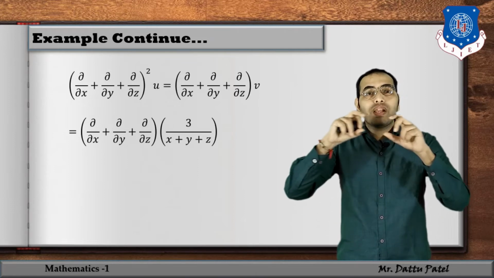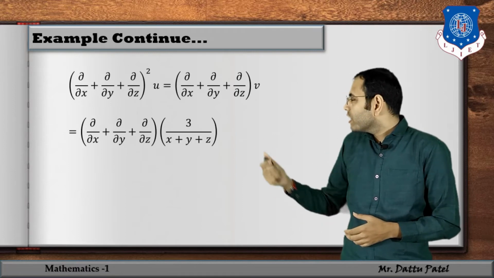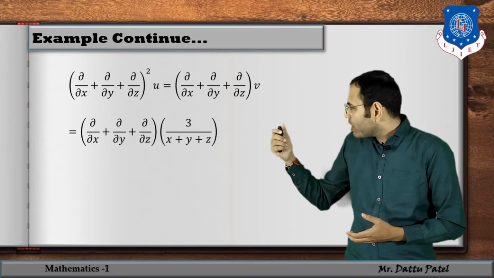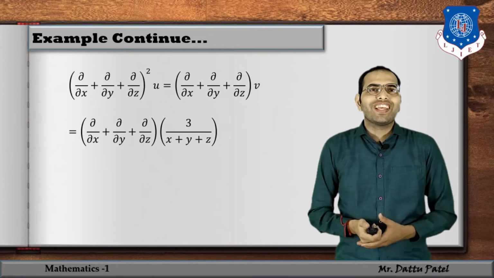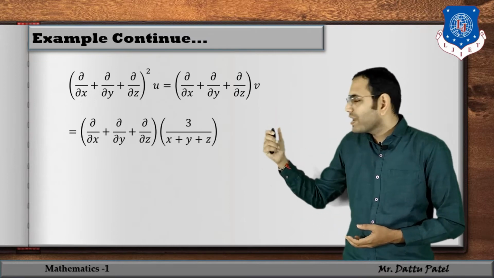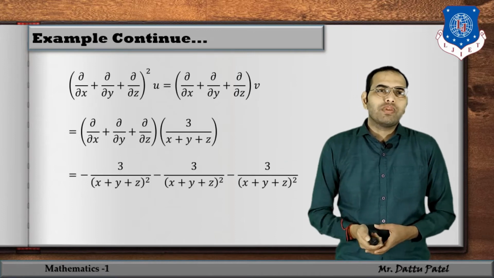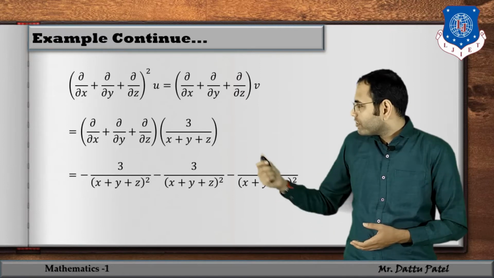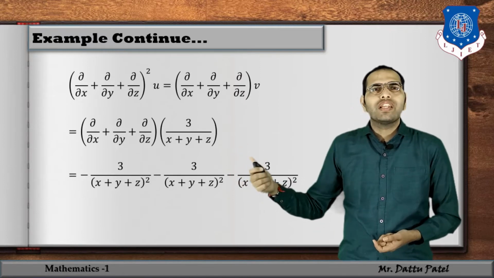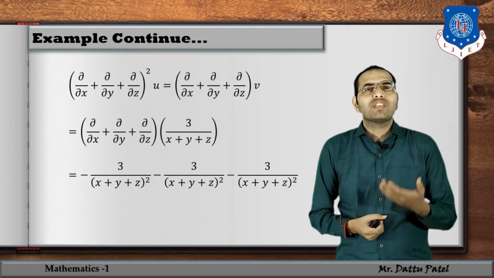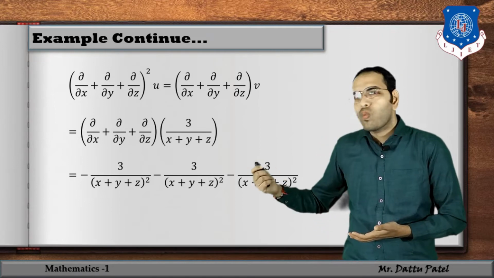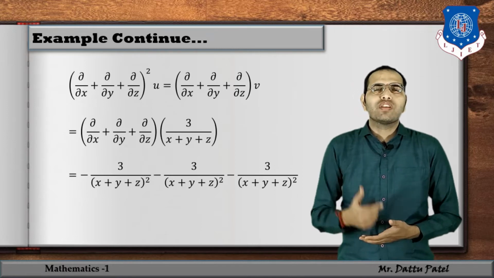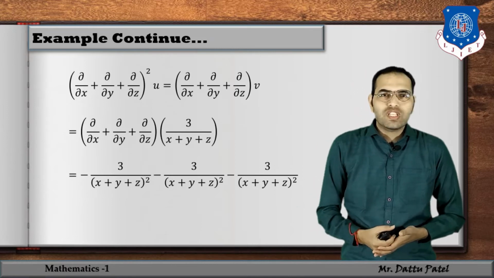Separating the derivatives, it becomes del by del x of 3 upon (x plus y plus z) plus del by del y of 3 upon (x plus y plus z) plus del by del z of 3 upon (x plus y plus z). Here the derivative of 1 upon x is minus 1 upon x square. The first term has a derivative with respect to x, so it becomes minus 3 upon (x plus y plus z) whole square into 1. Similarly, the second term has a derivative with respect to y, so it becomes minus 3 upon (x plus y plus z) whole square.